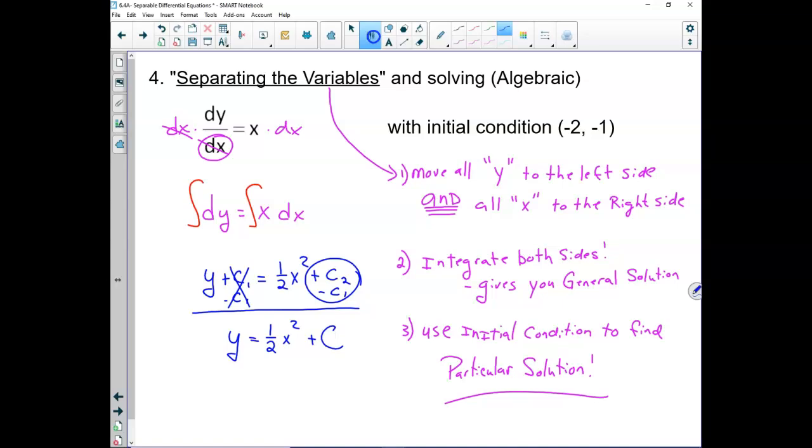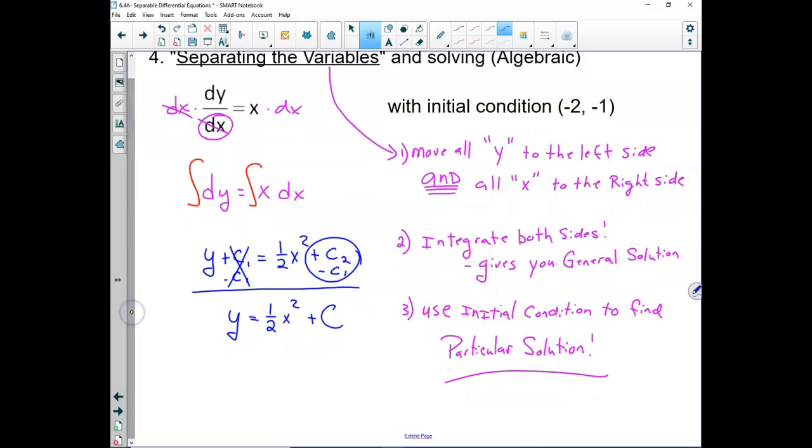It doesn't matter what they are. So I am only going to ever add my constant of integration to the right side with my x's, never the left side. Always? Yes, always. Then I'm going to come back and use my initial condition like I did before. I'm going to say -1 equals 1/2 (-2) squared plus c.